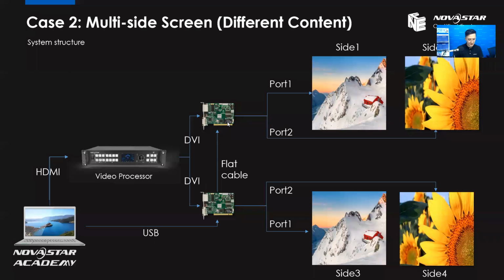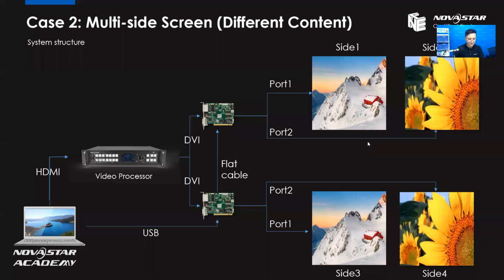Each sending card drives 2 sets of screens. Port 1 drives set 1, and port 2 drives set 2. On the other sending card, port 1 drives set 3, and port 2 drives set 4. That's how it is connected. The PC gives the HDMI source to the video processor, and the USB cable gives the control protocol to the MSD300, so we can configure the MSD300 with the NOVA LCT software. That's the whole hardware connection, okay?